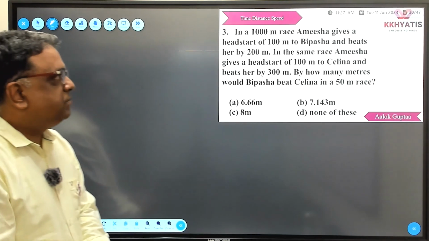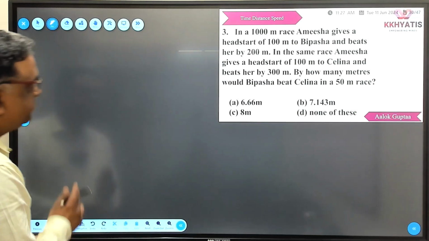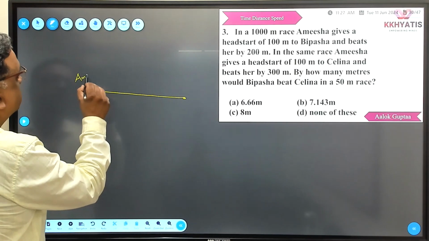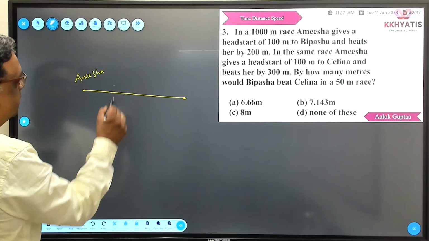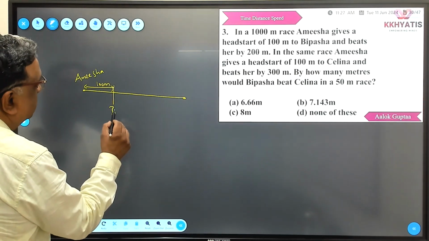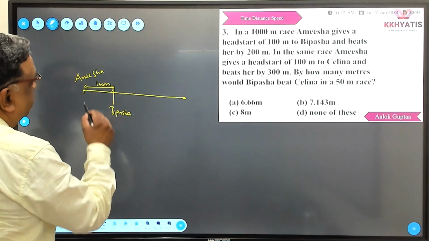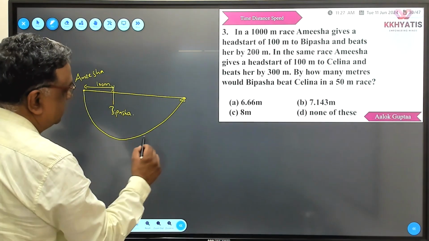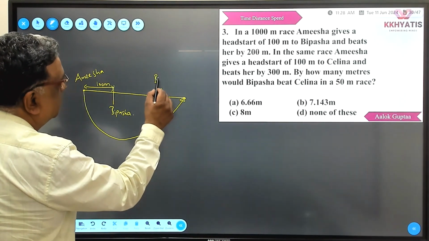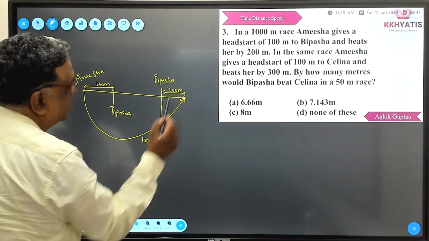In a 1000-meter race, Amisha gives a head start of 100 meters to Bipasha and beats her by 200 meters. So Amisha gives a lead of 100 meters to Bipasha, and if Amisha covers 1000 meters and beats Bipasha by 200 meters. Correct? So what does this mean?